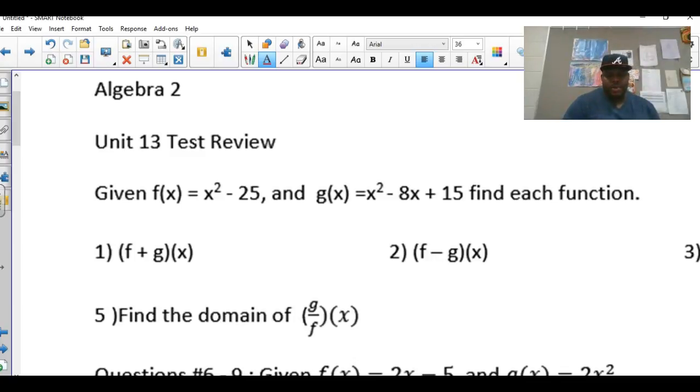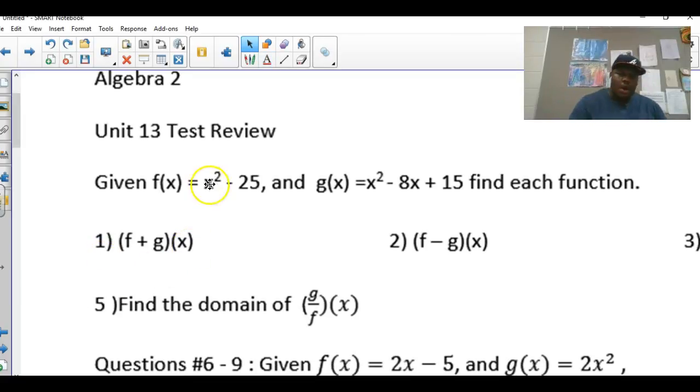This first example here, alright guys, this first problem right here, we're given f of x, which is x squared minus 25, and we're given g of x, which is x squared minus 8x plus 15. Find these functions. So here we need to find the function f plus g of x. This just means it's evaluated in terms of x, guys. This is not a foiling problem where I foil x.